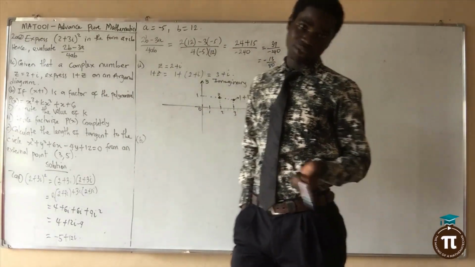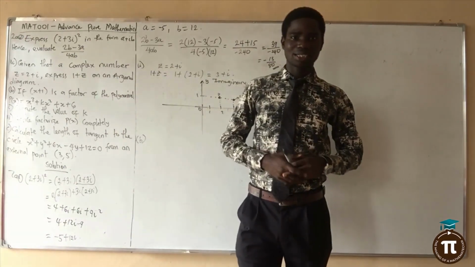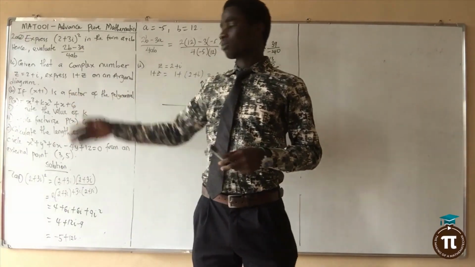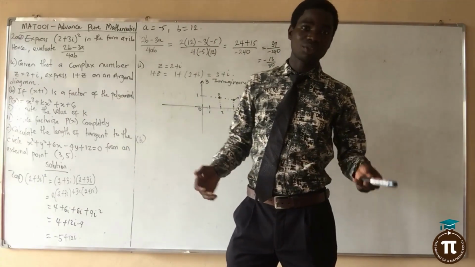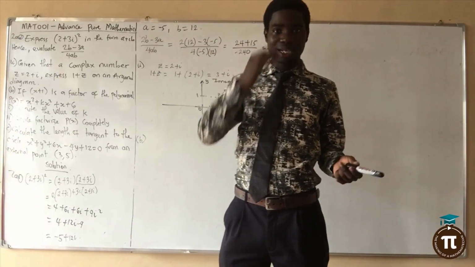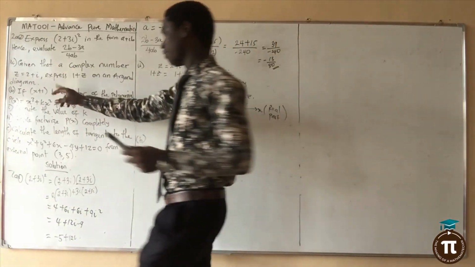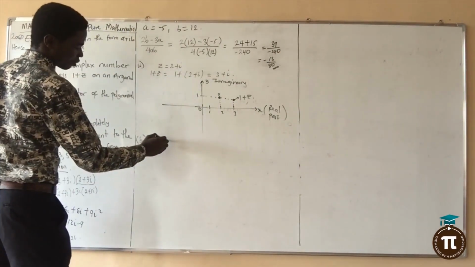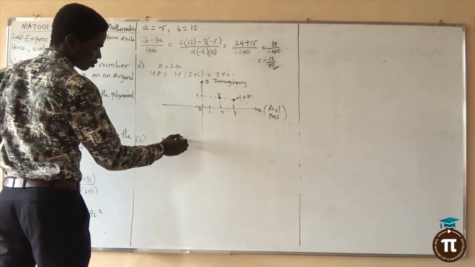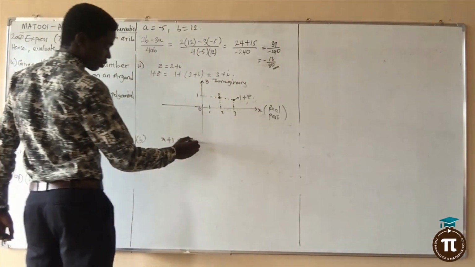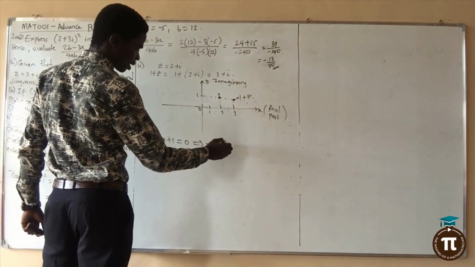The first thing is to compute the value of k. Now look at it. Since x plus 1 is a factor, we are going to be using the remainder theorem. So how do we do that? You first push this factor, x plus 1, equate it to 0, and find x. So that means x is equal to negative 1.